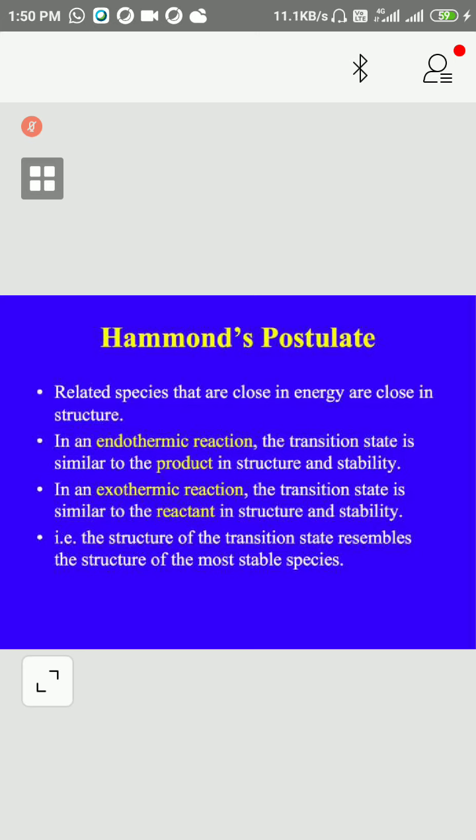So you should always remember these are the postulates. It means in an endothermic reaction, the transition state is similar to the product in structure and stability. It will follow the structure of the product. Whereas in exothermic, the transition state is similar to the reactant. It will try to go towards the reactant, not towards the product. Okay? Because it will not be an easy-going reaction.